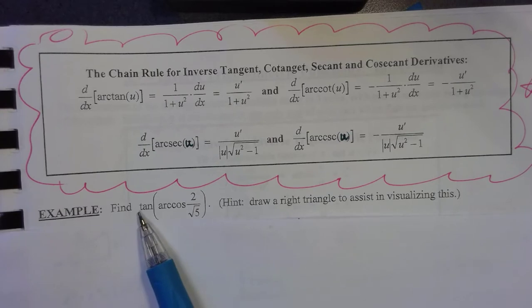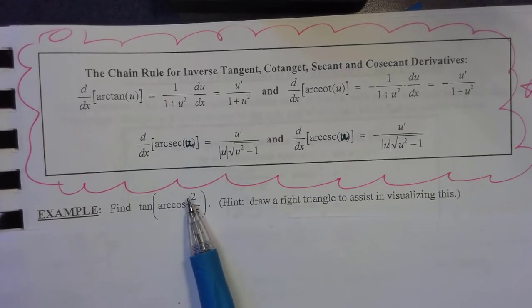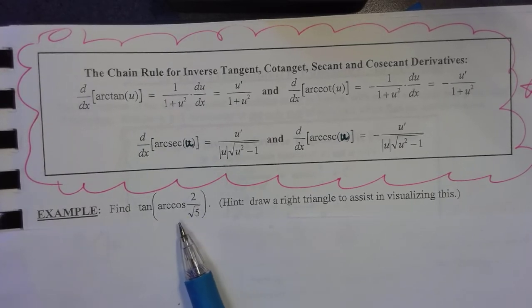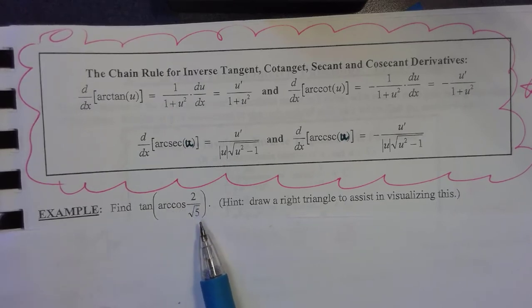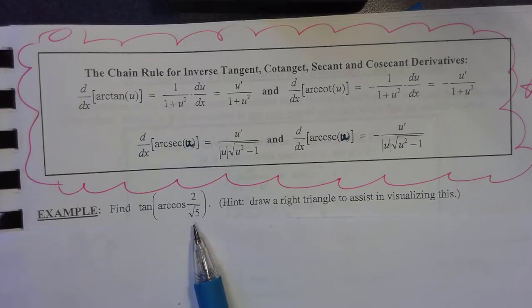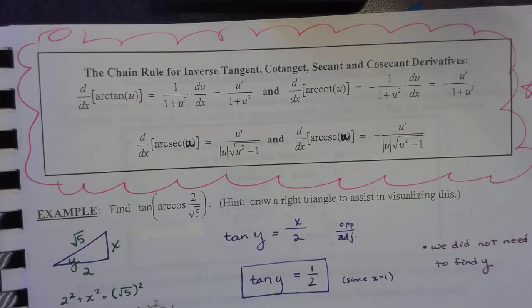All right, we're going to find the tangent of the angle whose cosine is 2 over square root of 5. Now, we do not know a unit circle angle whose cosine is 2 over square root of 5, so how are we going to find this without a calculator? Well, if the cosine is 2 over square root of 5, that means my adjacent side and hypotenuse are in the ratio of 2 to square root of 5. And if I know that, then I can certainly find the side opposite.